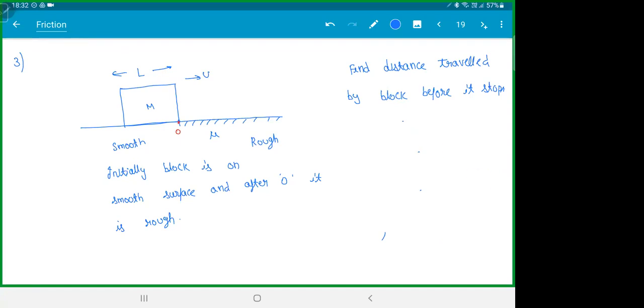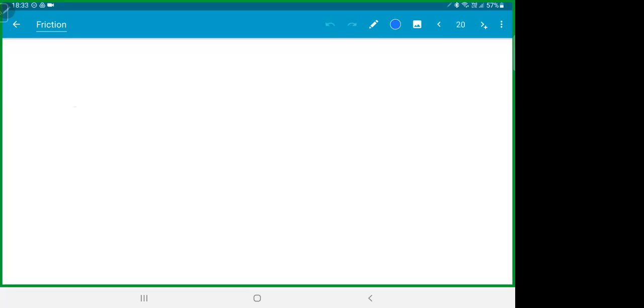Sure, I'll give you a hint. See, u square by 2 mu g minus, well, I don't know. Let's see what is happening. Let the block go inside the rough surface by x. Let the block travel x into the rough surface.